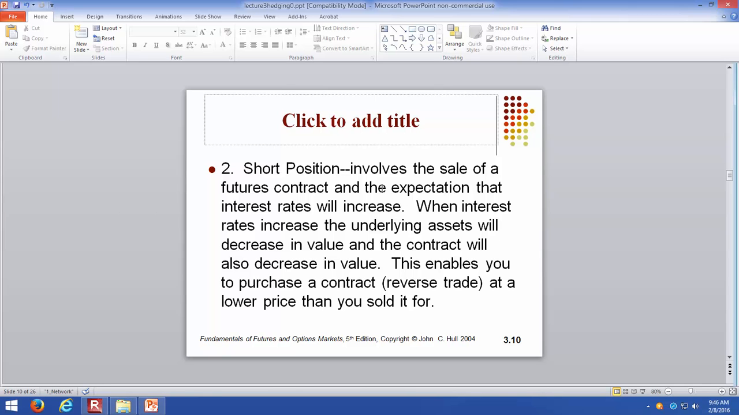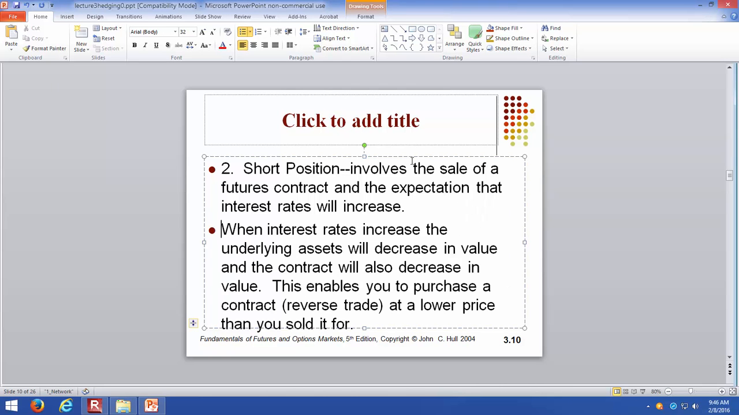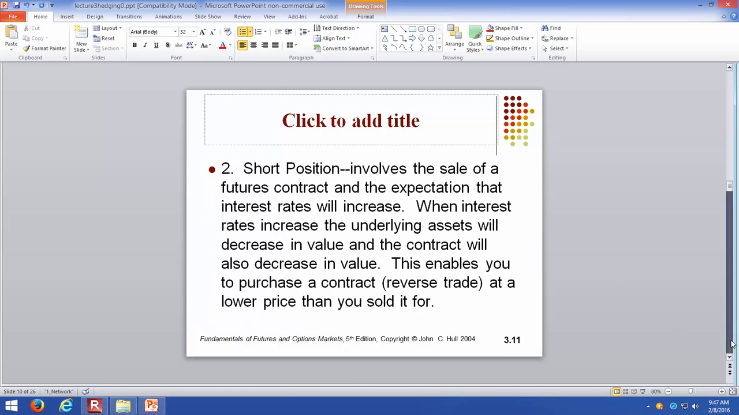So basically here, what we are saying is that if you are shorting the bonds, what we are hoping for is that right now, let's say the bond price is 100. If interest rates go up, it might go to, let's say, $95, in which case you can buy the bond at 95 and cover your position. Okay. So this enables you to purchase a contract at a lower price than you sold it for. So that's what we are doing here if you want to profit in the futures market.